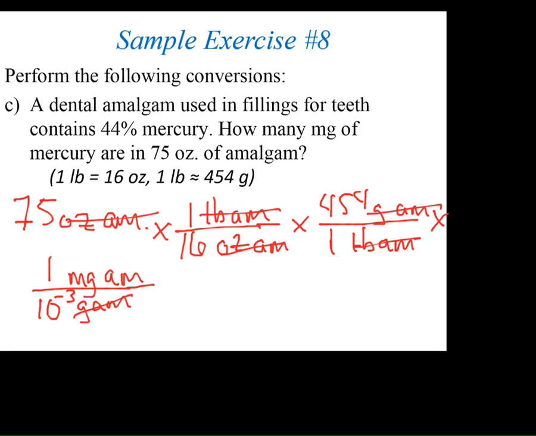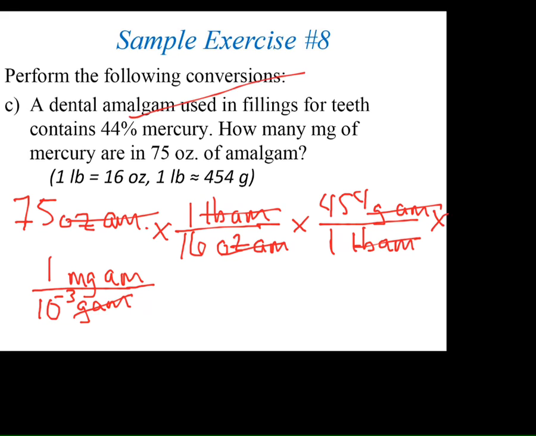Okay, so now I'm in milligrams of amalgam, but I want to be in milligrams of mercury. How can I relate amalgam to mercury? 44%. Yeah, so that means there's 44 whatever you want to use of mercury out of every 100 whatever one you want to use of amalgam. And in my case, then, I want to use milligrams.